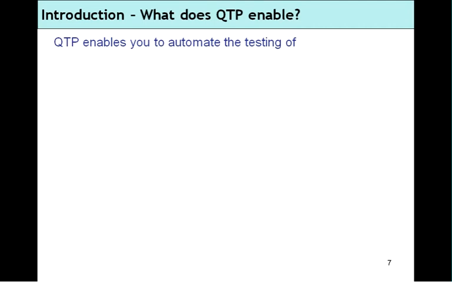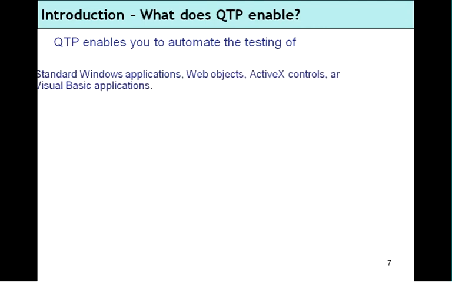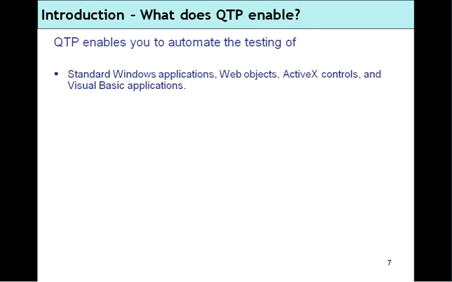So it allows us to automate the testing of what? Applications. So what kind of applications are you going to automate using QTP? You can automate Windows applications, web applications, ActiveX controls, and Visual Basic applications. There are a lot of others, but for that we need an add-in manager, which will come next. So we can automate Windows applications, web-based applications, ActiveX controls, and Visual Basic applications.